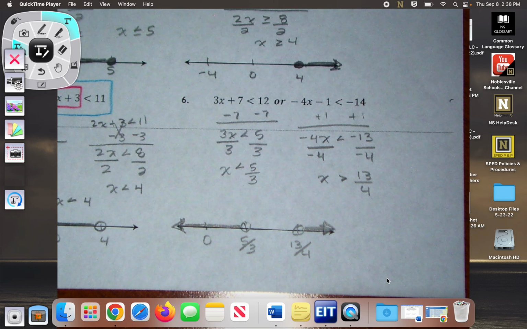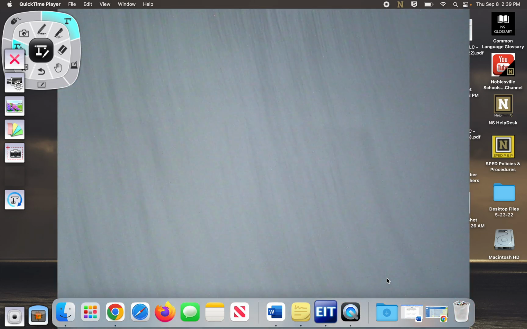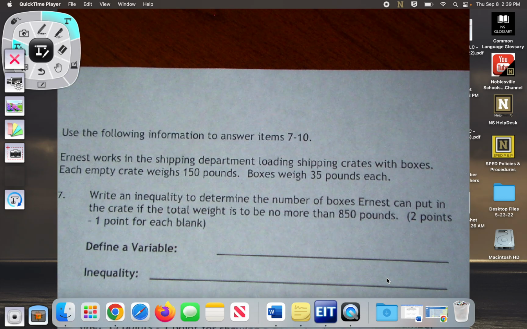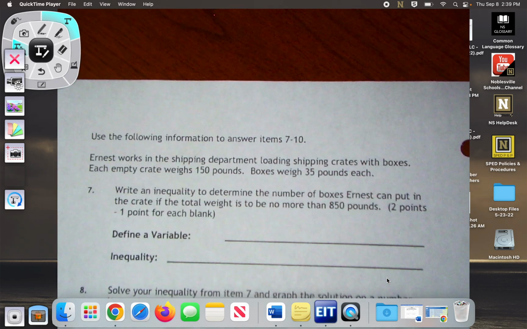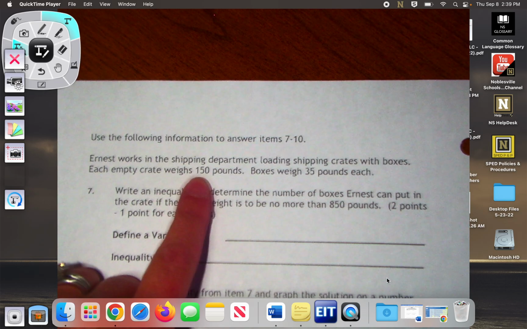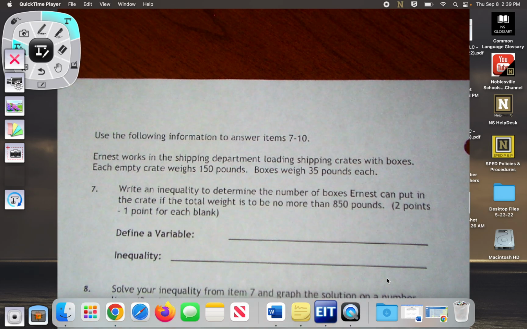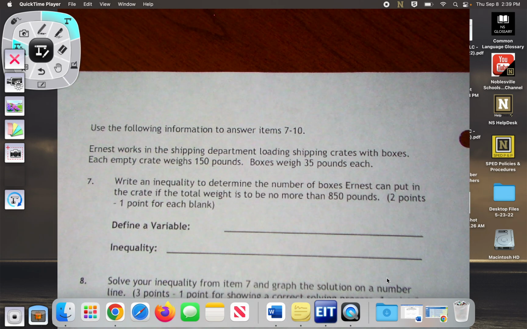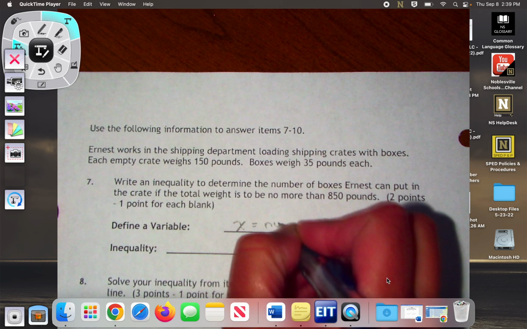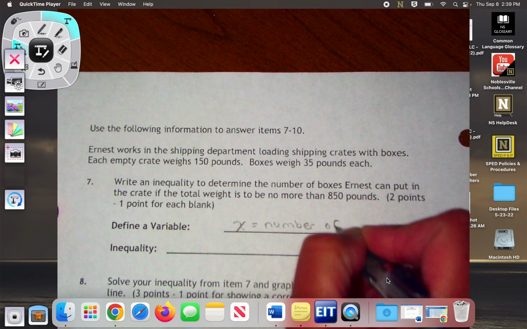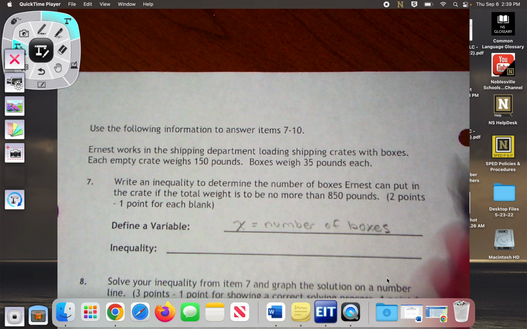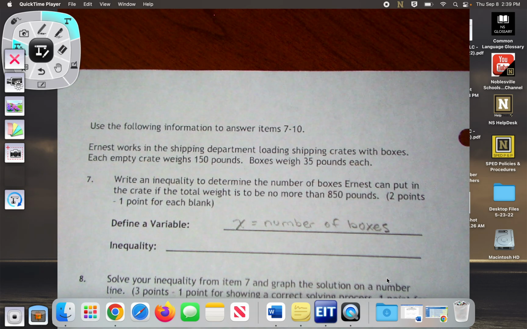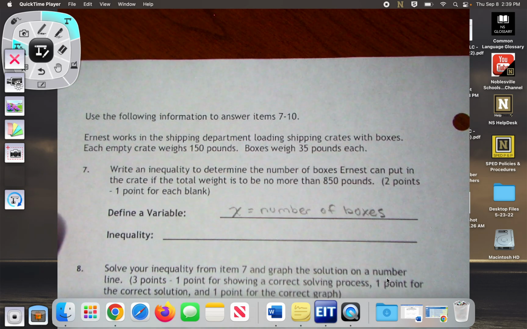Okay, let's turn around. Let's look at the back now. We have Ernest working in a shipping department. Each empty crate weighs 150 pounds. Boxes weigh 35 pounds each. Write an inequality to determine the number of boxes. So that right there tells me my variable is going to be number of boxes. Right? That's what I'm trying to determine, the number of boxes he can put in the crate if the total weight is to be no more than 850 pounds.